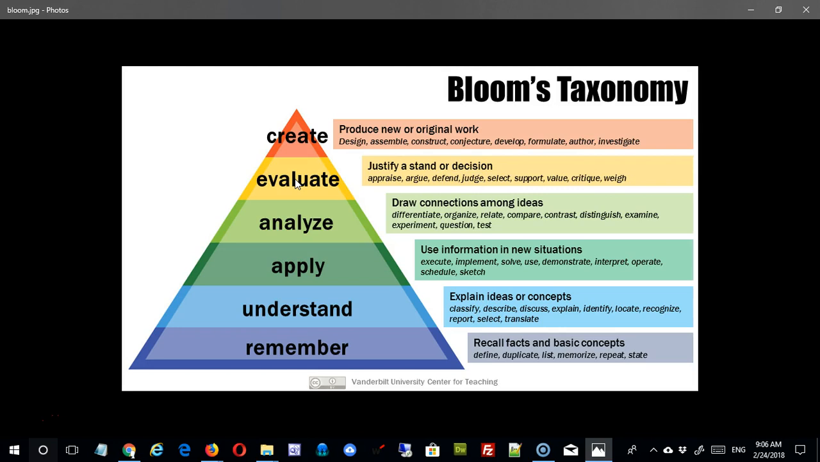Okay, so when you think about evaluation, try to include components in your project that have students critically evaluate their own work, but also their own process, how they got there.